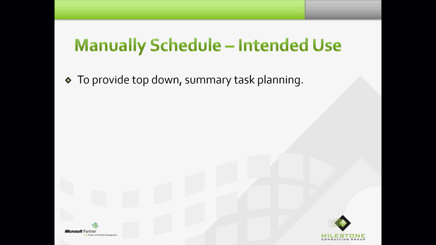In auto-schedule mode, Microsoft Project has always been bottom-up. You put information in on your subtask, it rolls up and is automatically summarized at the summary task. Prior to Project 2010, Microsoft Project never had the ability to do top-down summary task planning.